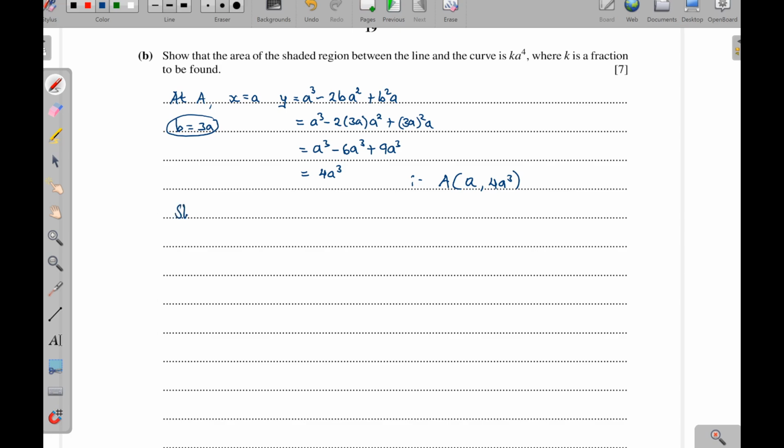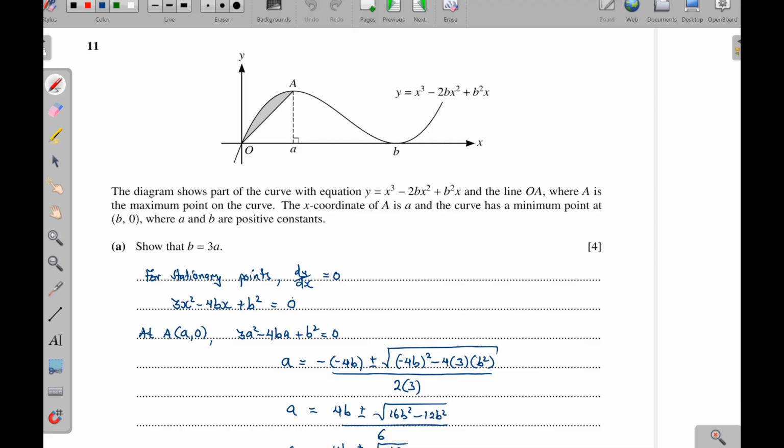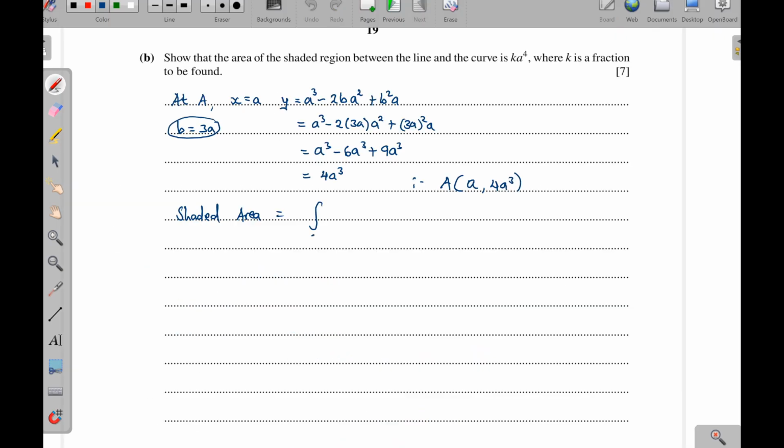So the shaded area. I said area under the curve, that is from 0 to a, okay? 0 to a, and then we need to integrate y, okay? So I need to first get my y here in terms of a.